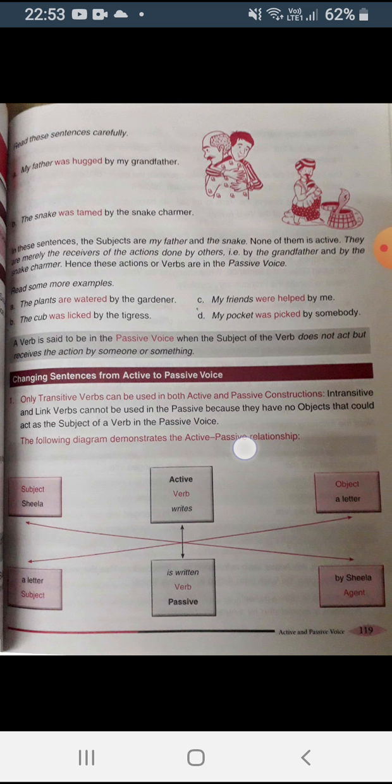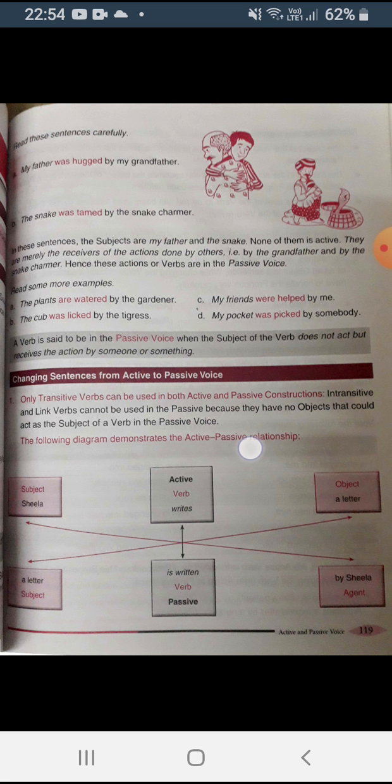For example, my father was hugged by my grandfather. The snake was tamed by the snake charmer. Here the subjects are my father and the snake. Both of the subjects are not at all active, rather the action of hugging by grandfather is done to my father. And second, the snake was tamed by the snake charmer. So in these sentences, the subjects are my father and the snake. None of them is active. They are merely the receivers of action done by others, that is the grandfather and the snake charmer. So these verbs are in the passive voice.